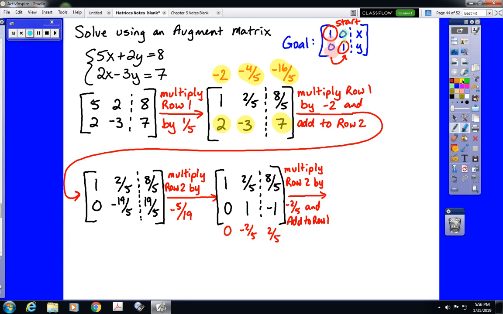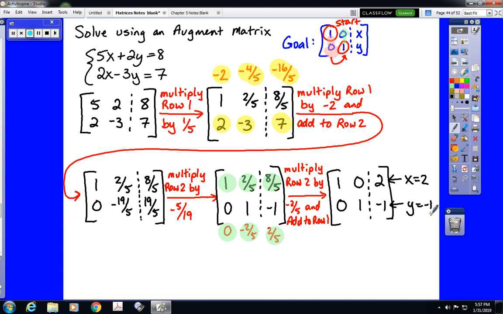And then we're going to add those numbers to the numbers in the first row, which will result in a system 1, 0, 8 fifths plus 2 fifths is 10 fifths, which is 2. 0, 1, negative 1. So at this point, we're done. X is 2, Y is negative 1, and our answer, written as an ordered pair, is 2, negative 1.